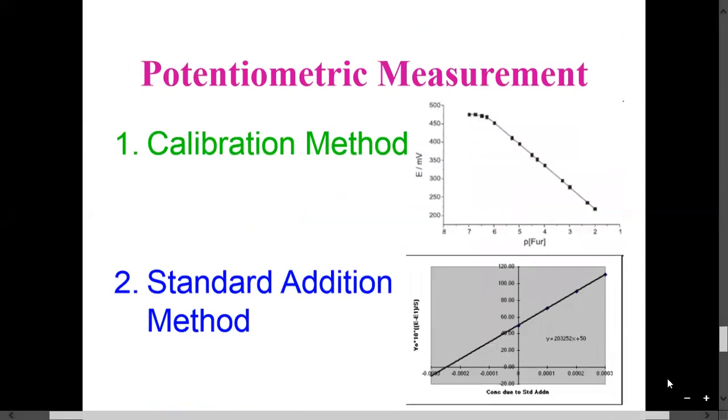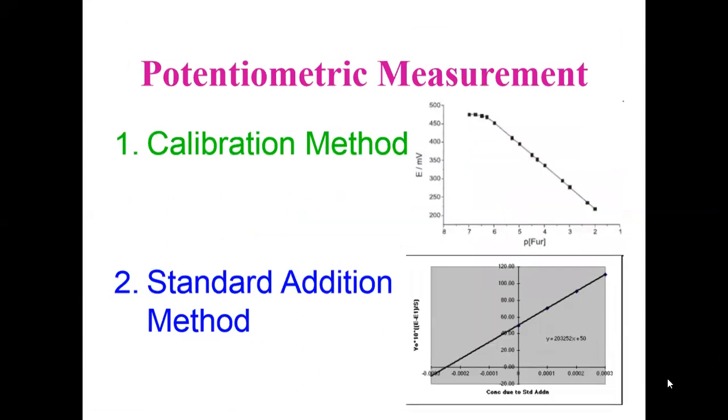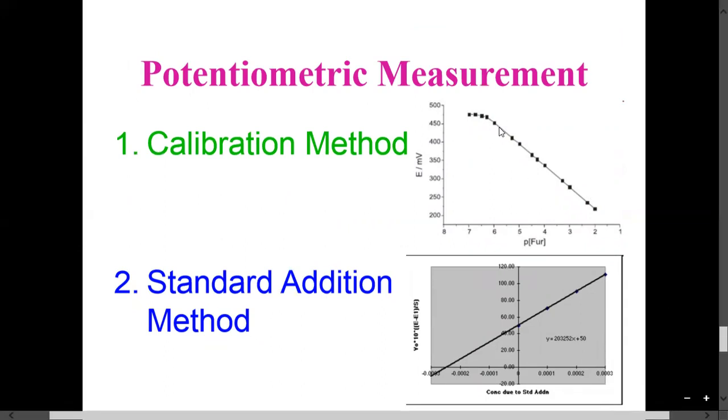Now, here are given the potentiometric measurements. These are the two types. First is the calibration method and second is the standard addition method. Of the two graphs, the first is the calibration graph and the second is the standard addition graph.